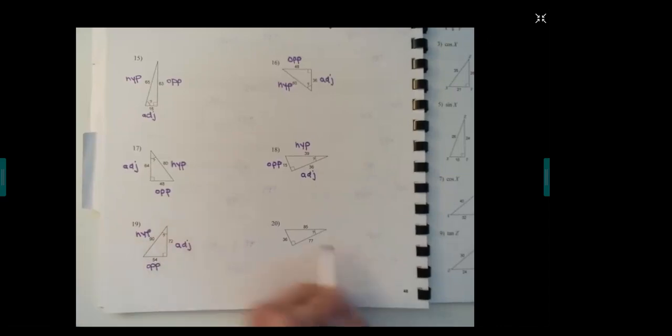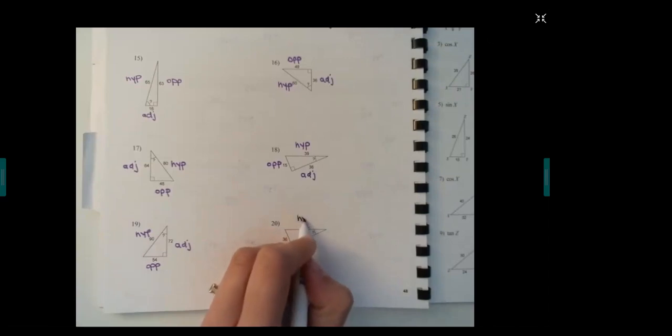And Jaden, 19 and 20. For 90, I got hypotenuse. Yep, very good. 72, adjacent. Yep. And 54, opposite. Excellent, Jaden. And 20. For 85, I got hypotenuse. Yep. For 36, I got opposite. Yep. And for 77, I got adjacent. Excellent. Thank you, Jaden.